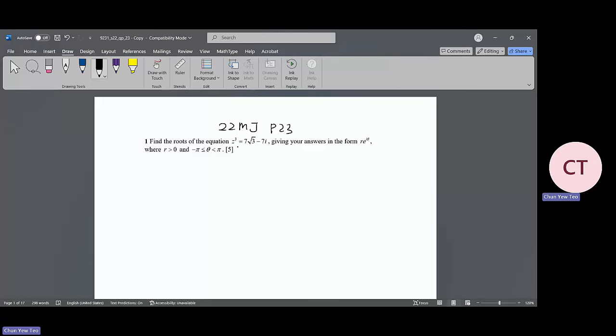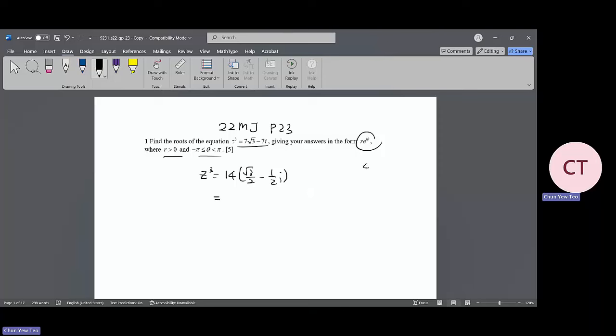Find the roots of the equation z cubed equals 7√3 minus 7i, giving your answer in the form re^(iθ), where r is greater than 0 and θ is between negative π and π. What we need to do is factorize the 14 out, so this becomes √3/2 minus half i. Then we directly change it to the polar form first.